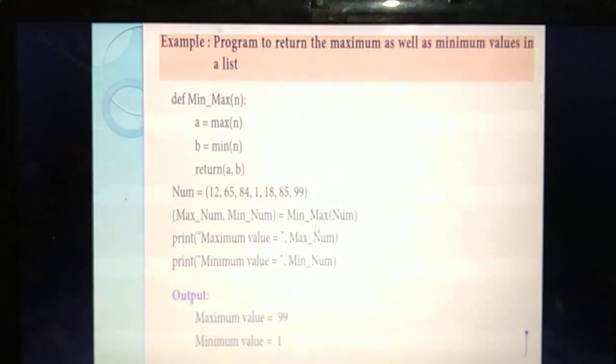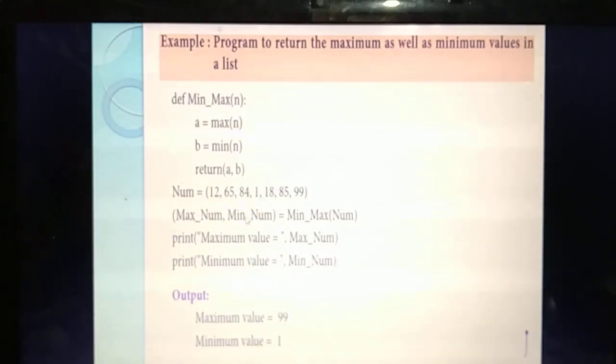So you are calling the function. What's the function name? Min max. Inside you are passing the tuple name. What's the name of the tuple? Num. You have studied a function can return multiple values. So how many values are you going to return in this program? Two values. What are they? Minimum value as well as maximum value. So you are passing two arguments. The maximum number is given in max of num, comma, the minimum number you are giving in min of num.